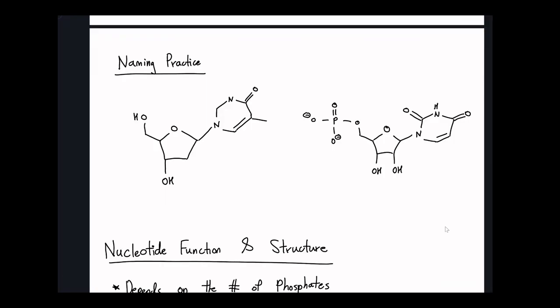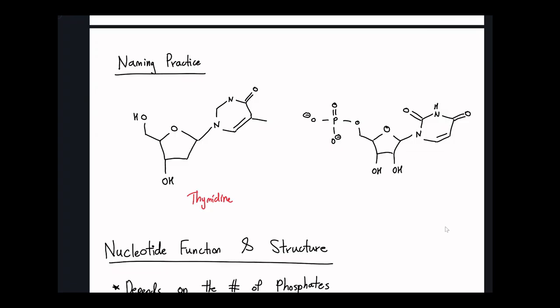So for the first one, we know it's a pyrimidine because there's one ring. We see a methyl group, and that tells us that it's thymine. Thymine is unique for the methyl group. And we know it's connected to the sugar, so we're not going to call it thymine. We're going to call it thymidine.